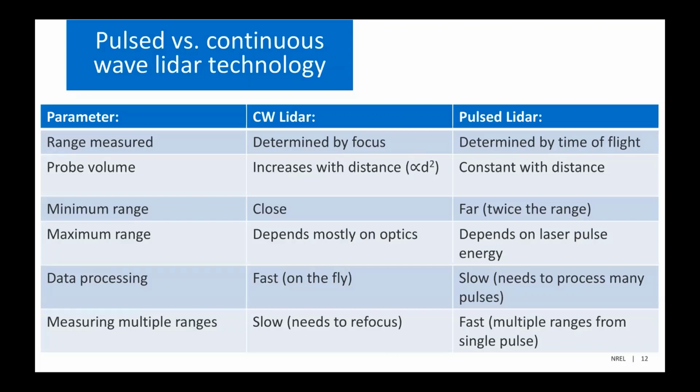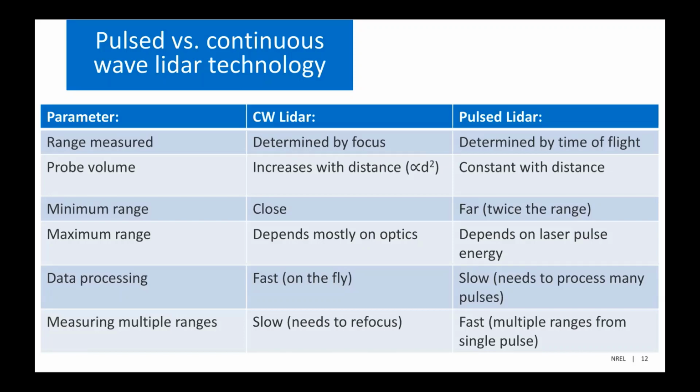And yeah, so here's a table that compares the 2 LiDAR technologies. So we have the range measured, where for a continuous wave LiDAR, it's determined by the focus, and a pulse LiDAR is determined by the time of flight. The probe volume is constant for a pulse LiDAR, and it increases proportional to the distance squared for a continuous wave LiDAR. And then the minimum range is close for a continuous wave LiDAR and far, relatively speaking, for a pulse LiDAR. The maximum range for a continuous wave LiDAR depends on the optics, and for a pulse LiDAR, it depends on the laser pulse energy.